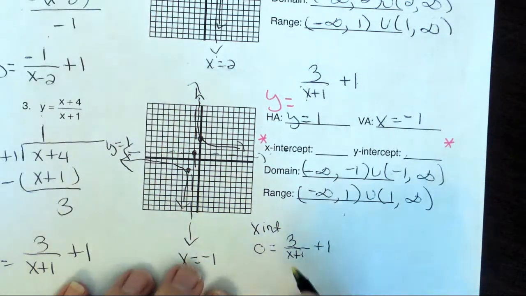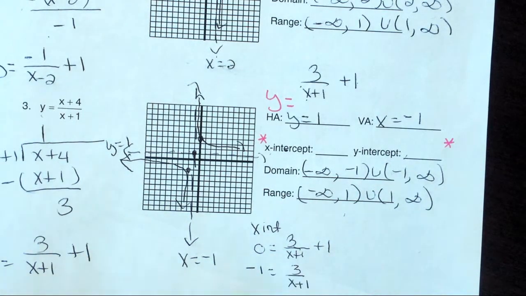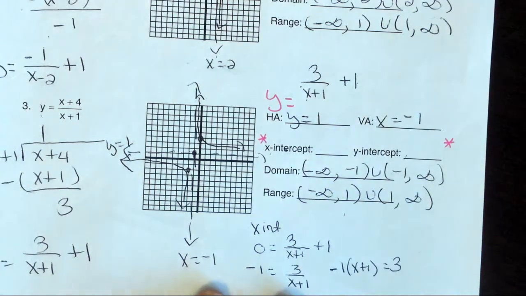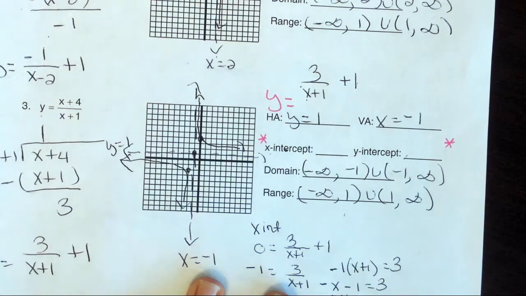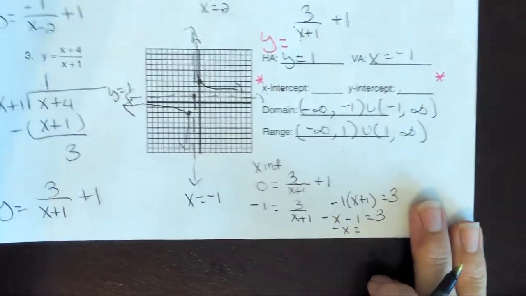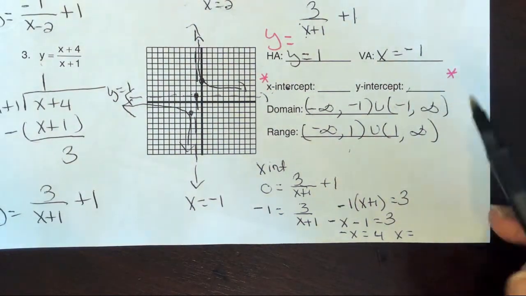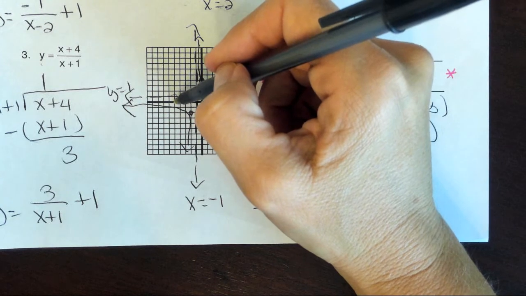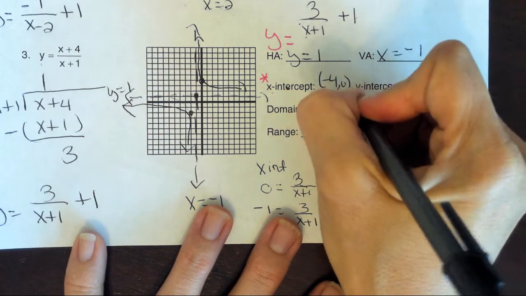So the first thing you're going to do is subtract 1 and get negative 1 equals 3 over x plus 1. Then you're going to multiply both sides by x plus 1. I'm going to get negative 1 times x plus 1 on the left equals 3. Then we get negative x minus 1 equals 3. Negative x equals 4. X equals negative 4. So 1, 2, 3, 4. I could see that if I'd made this a little bit steeper, that would be true. So my x-intercept is negative 4, 0.